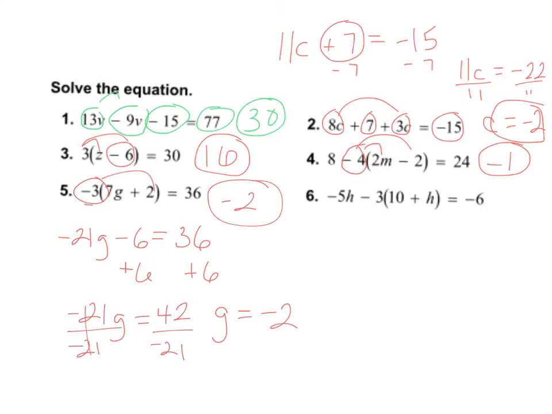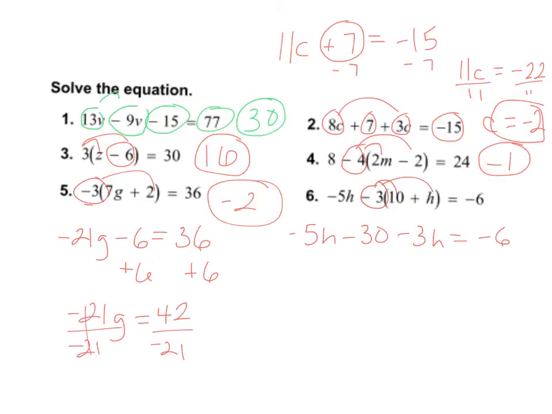Alright, on number 6, we get just a little bit more room here. Number 6, we're going to be distributing negative 3. So I'm going to have my negative 5h. Negative 3 times 10 is negative 30. Negative 3 times positive h is negative 3h equals negative 6.